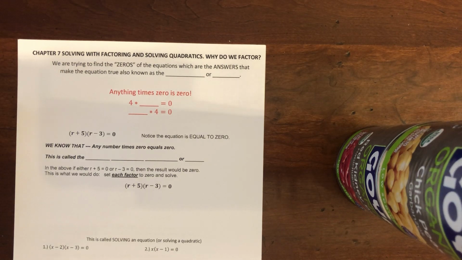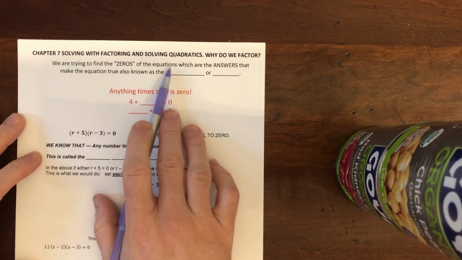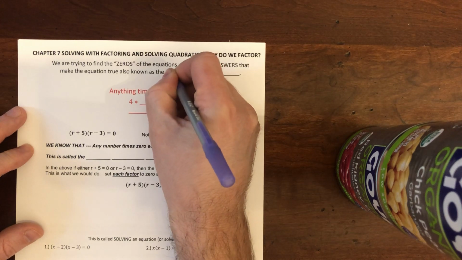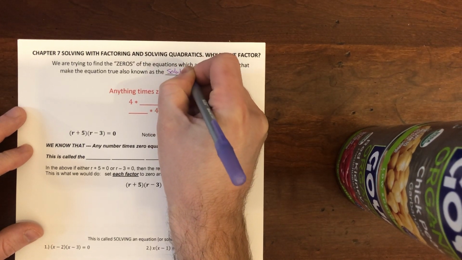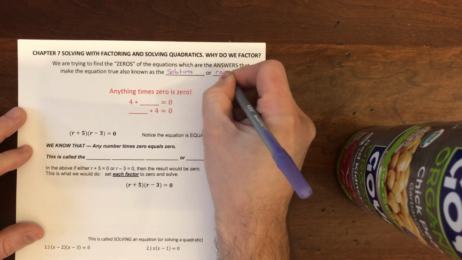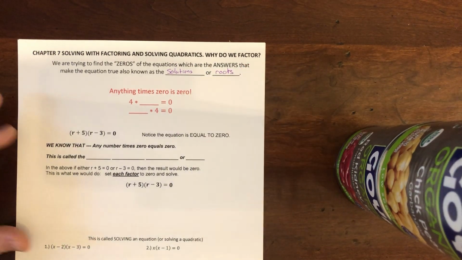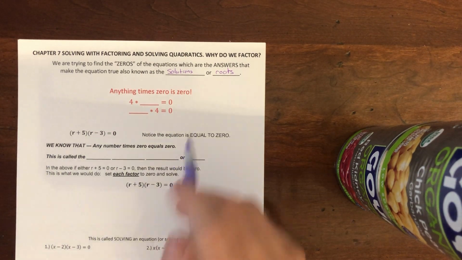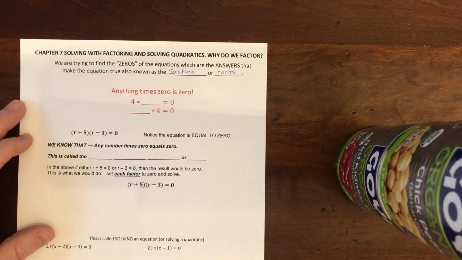So a couple things we need to think about is why do we factor, all right? Our goal here is we're trying to find the zeros of the equation, which are the answers that make the equation true, also known as the solutions or roots. All right, please understand something. There's a lot of different ways we can see it. These are the main two ways we will say what makes the equation true. It's either solutions or roots.